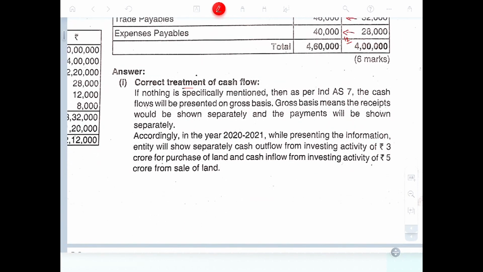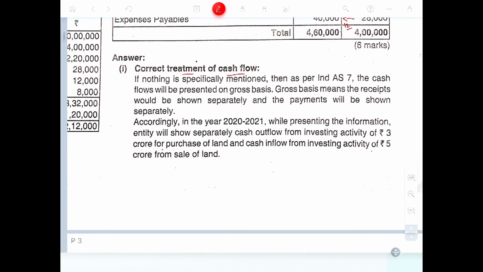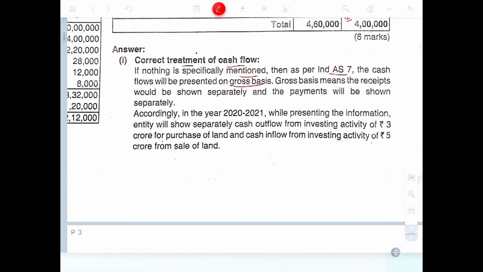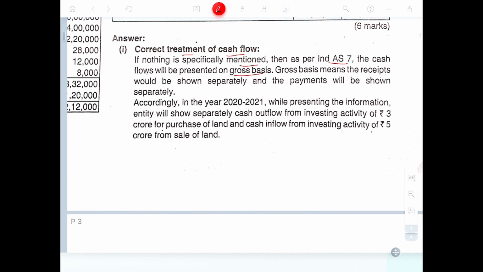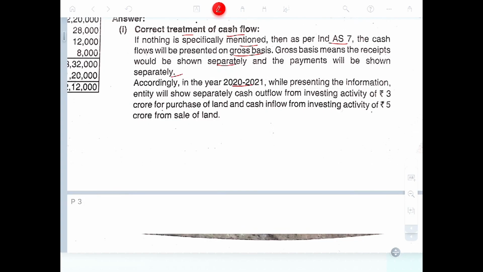The correct transaction cash flow: nothing is specified as per Ind AS 7. The cash flow is presented on a gross basis. The gross basis means a receipt should be shown separately and the payment should be shown separately. According to Ind AS 7, while presenting the information, the entity will show separately the cash flow of investing activity: 3 crores for purchase of land and the cash inflow of 5 crores from sale of land.